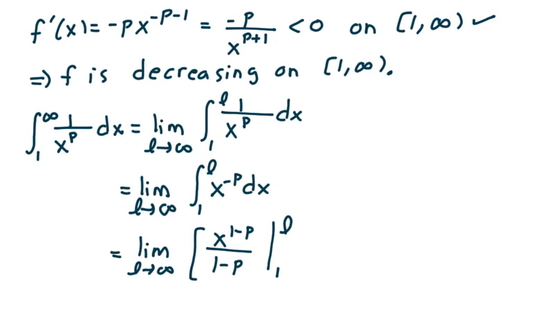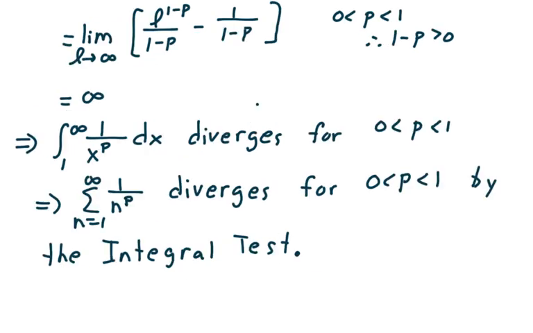dx. And so this is the limit as L goes to infinity of the integral from 1 to L of x to the negative p dx. And so this is the limit as L goes to infinity of x to the 1 minus p divided by 1 minus p, evaluated, again, I want to remind you, from x equal 1 to x equal L. Okay? From here, this is the limit as L goes to infinity of L to the 1 minus p divided by 1 minus p minus 1 over 1 minus p.